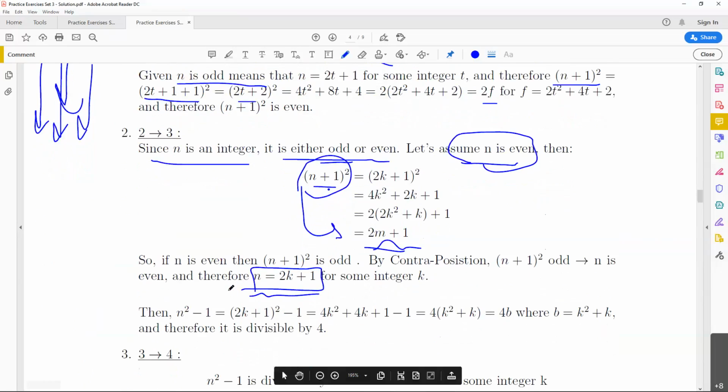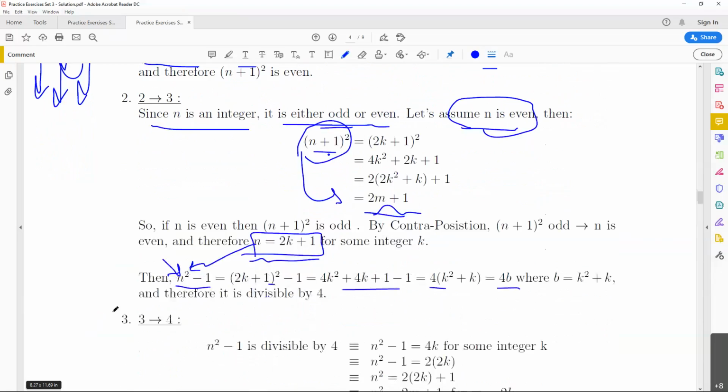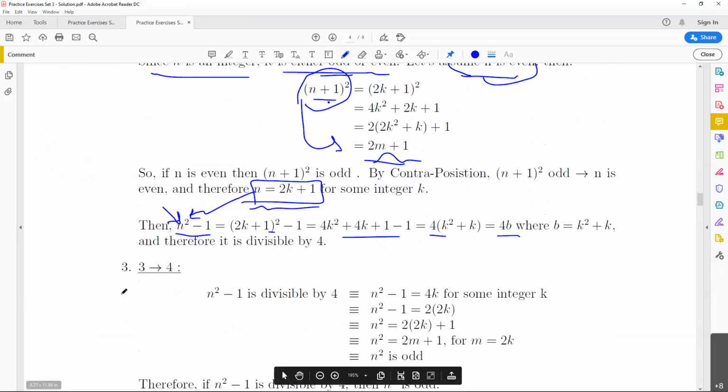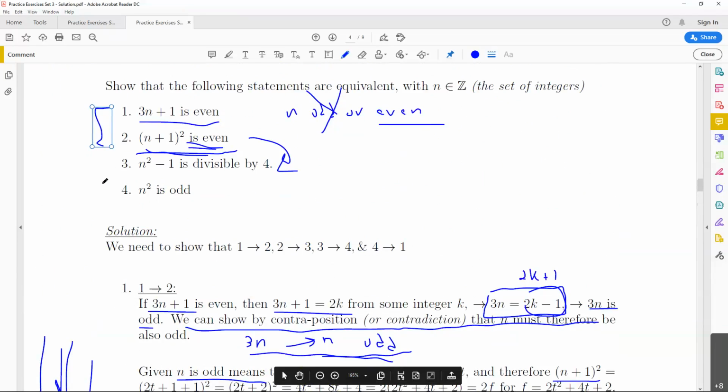And like I said before, just now plug in what you're actually trying to prove. We're actually trying to prove that n squared minus 1 is divisible by 4. So we substitute n being odd here, expand, take 4 in common, 4 times something, hey, it's divisible by 4. Well, we only have 2 left of this. Let's just finish this problem. 3 implies 4.